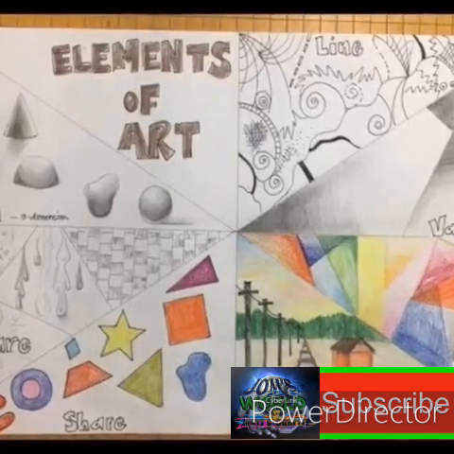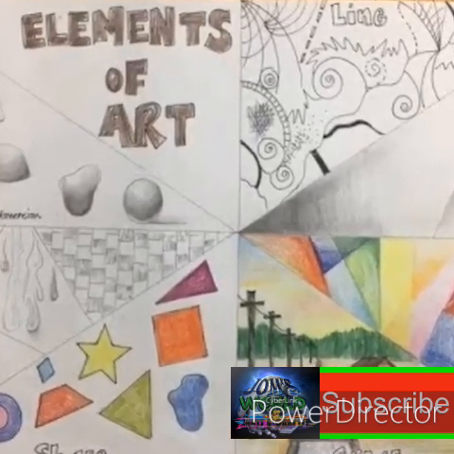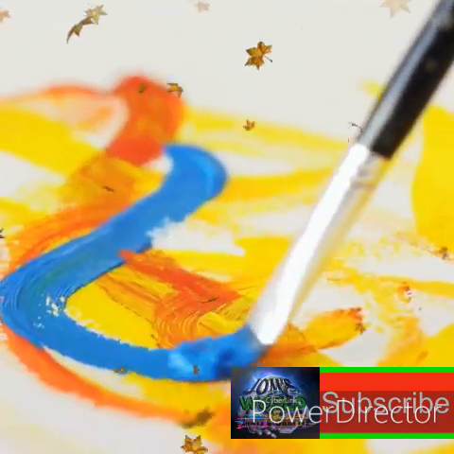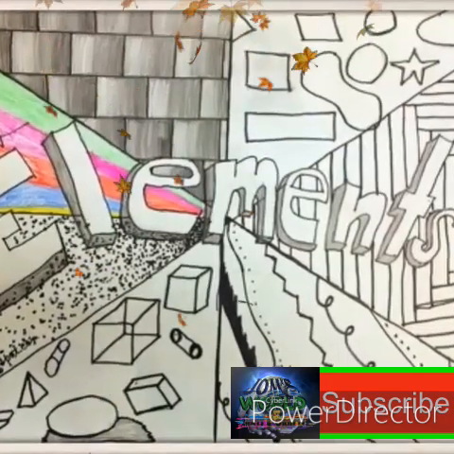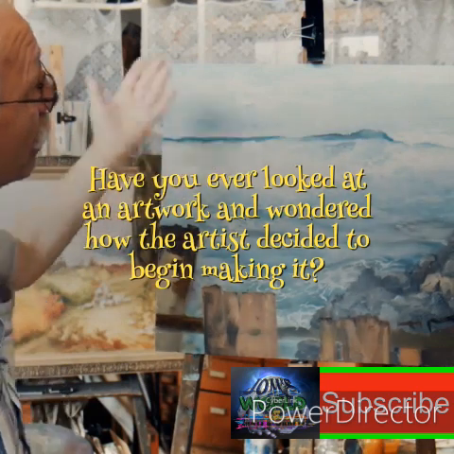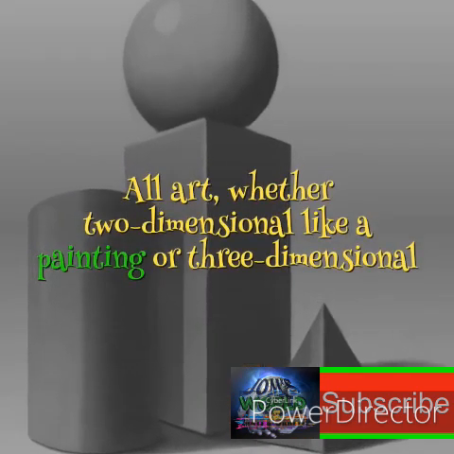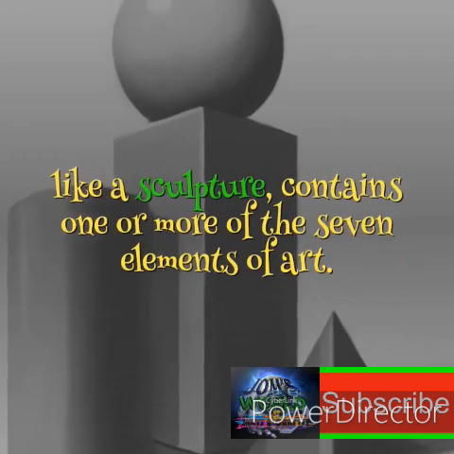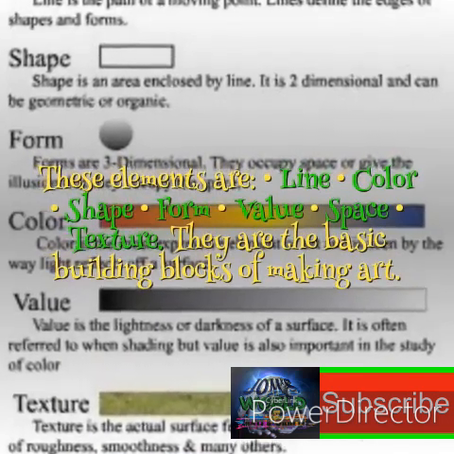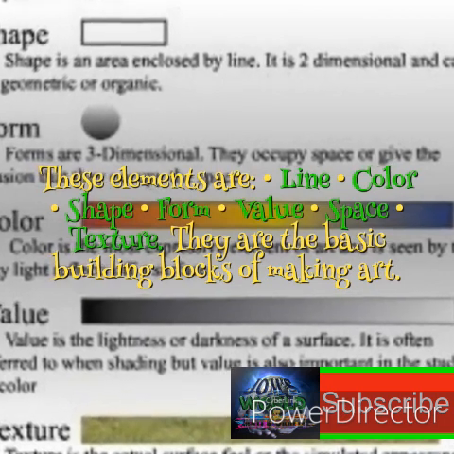Our topic for today is about 7 elements of art. The elements of art are the foundation of all art. Every single work of art ever created includes one or more of these elements. Defining the elements. Have you ever looked at an artwork and wondered how the artist decided to begin making it? All art, whether 2-dimensional like a painting or 3-dimensional like a sculpture, contains one or more of the 7 elements of art. These elements are line, color, shape, form, value, space, texture. They are the basic building blocks of making art.